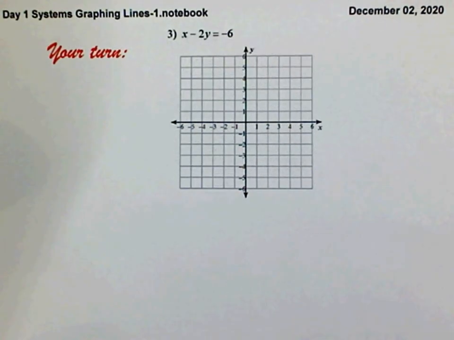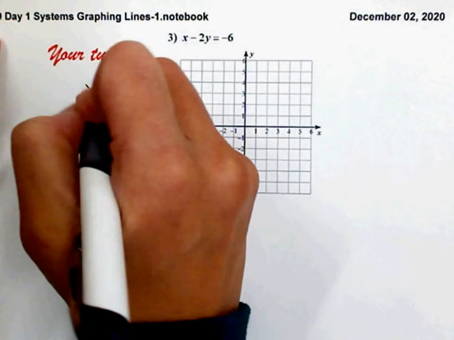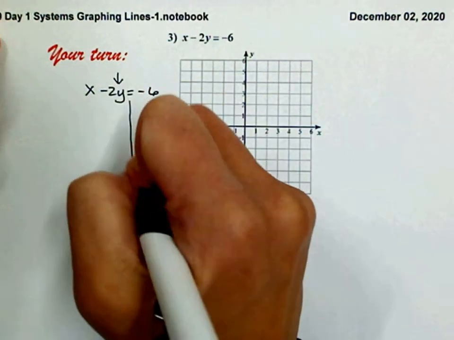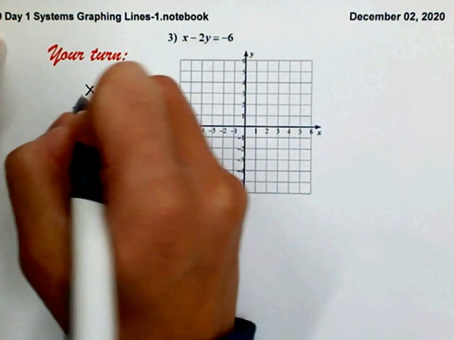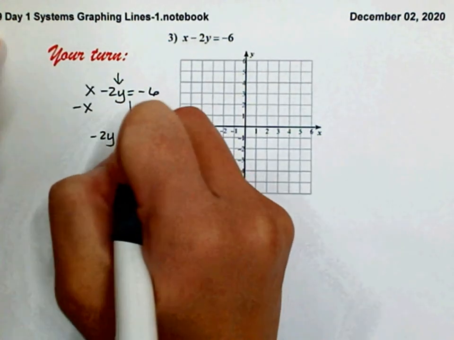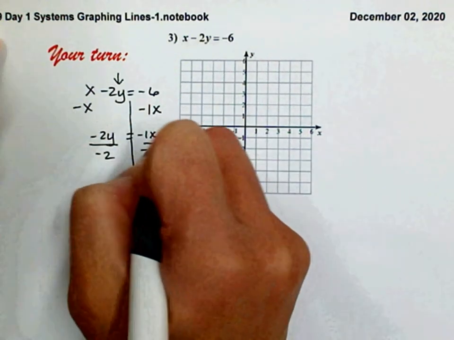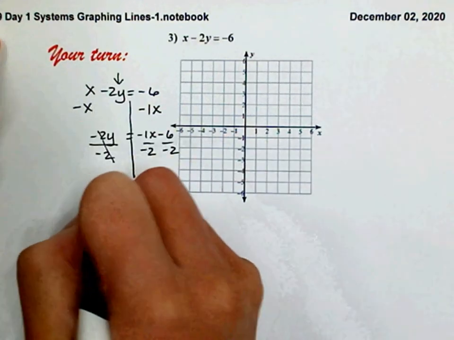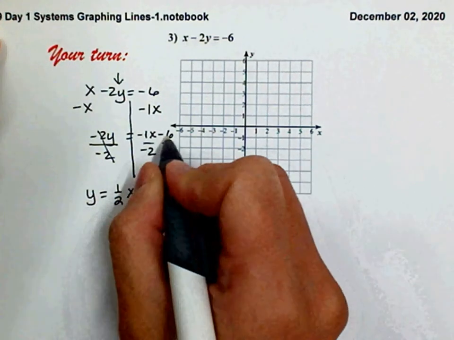This is your turn. You guys try it first. All right? So you have x minus 2y equals -6. Solve for y. Some of you will draw your line. Minus x, minus 1x. Same thing. So you have -2y equals -1x minus 6. Divide everything by -2. See how the 2 is negative? So now you have y equals, -1 divided by -2 is positive 1 over 2x. -6 divided by -2 is positive 3.